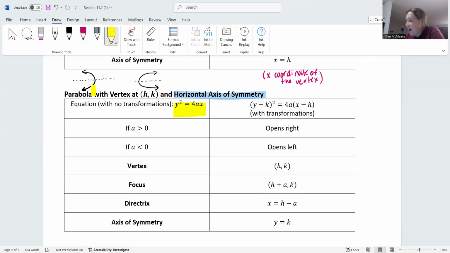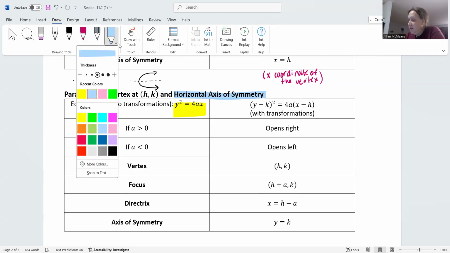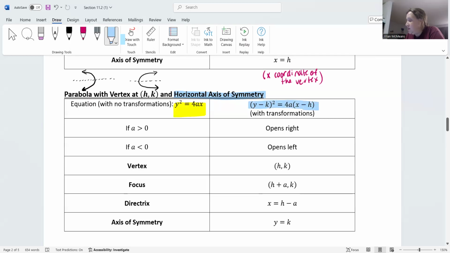Now, if we did have transformations, the equation is going to look a little bit different. We're going to have y minus k. Please remember the k constant goes with y and the h constant goes with x. So we would have (y minus k) squared equals 4a times (x minus h). Be really, really careful with understanding that y and k go together, x and h go together. Now, in this case, you're going to have a parabola that opens to the right or opens to the left. So if a is positive, so in this case, let me get a different color.